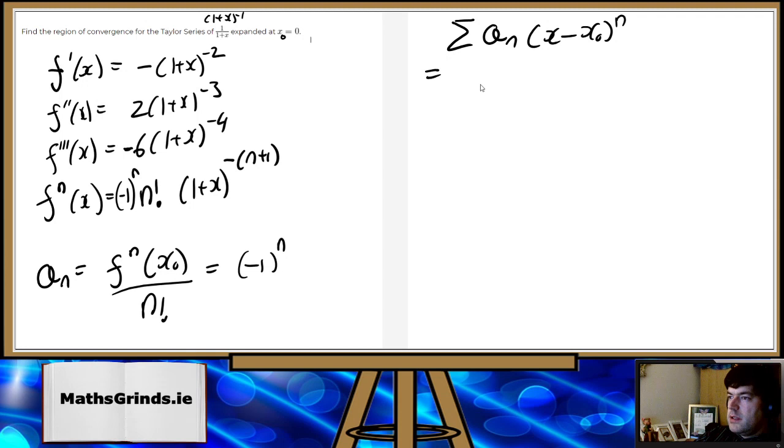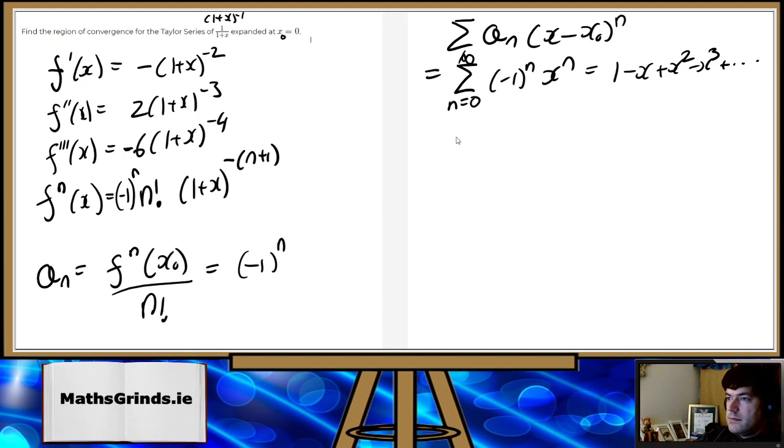So this will equal the sum minus 1 power n xn, and n is going from 0 to infinity. By the way, if you write that out, that's 1 minus x plus x squared minus x cubed, etc.